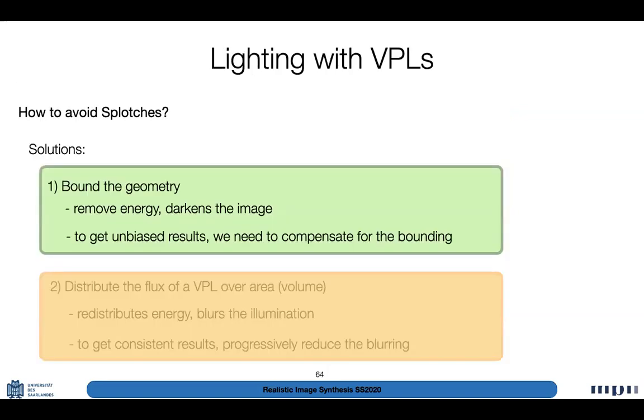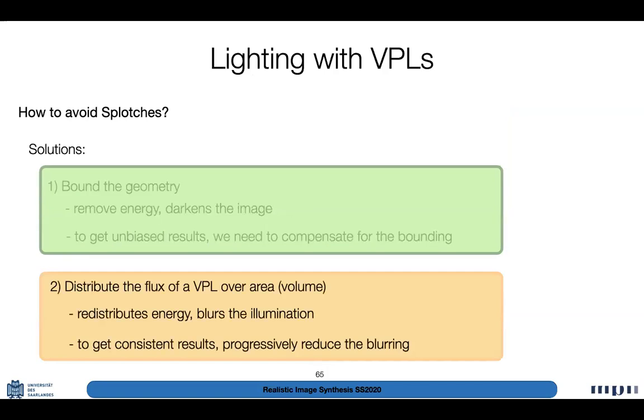All right, so far we have seen how we can bound the geometry term. We saw how it loses energy when we apply these user-defined thresholds. And we also saw how we can compensate for this loss of energy to make the overall result unbiased. Next we will talk about how we can distribute the VPLs over areas or volumes, which is maybe more interesting and more appealing, and more exciting, I would say, than just bounding the terms. But before we move into that, if you have any questions, please feel free to ask.